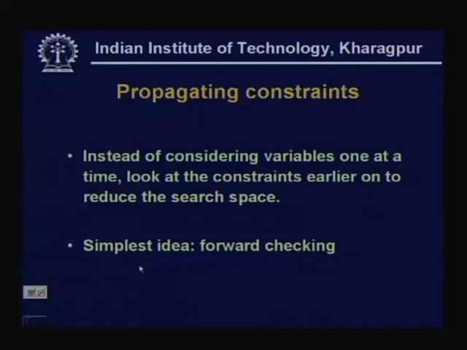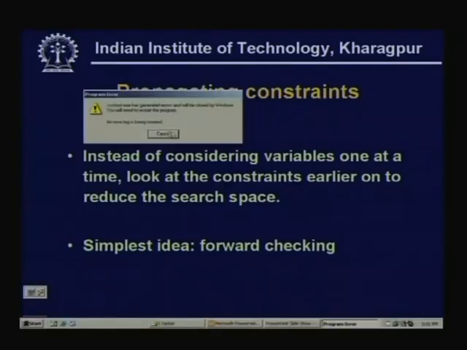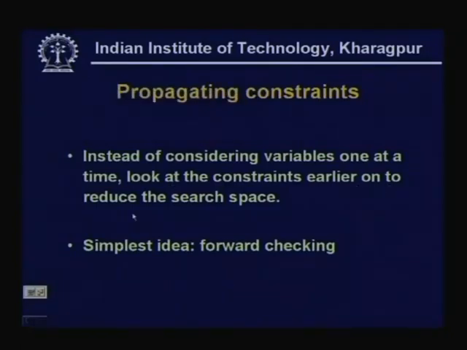Now, we also discussed briefly that apart from the depth first search formulation that we are considering, we can propagate constraints earlier on. So, instead of considering variables one at a time, we look at the constraints early on to reduce the search space. And there are several ideas which people have formulated, which give rise to different algorithms for constraint satisfaction search. The simplest of these ideas is forward checking.